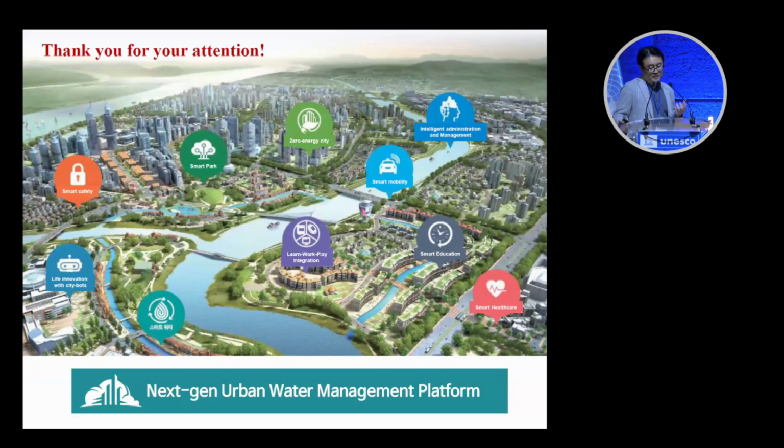So lastly, among many water management domains, water and cities are closely associated with each other. In the middle of urban water management, AI may be the core technology for a smart waterfront city. So I envisage an AI-linked urban water management platform where there is harmony between human and nature. Thank you so much for your attention.